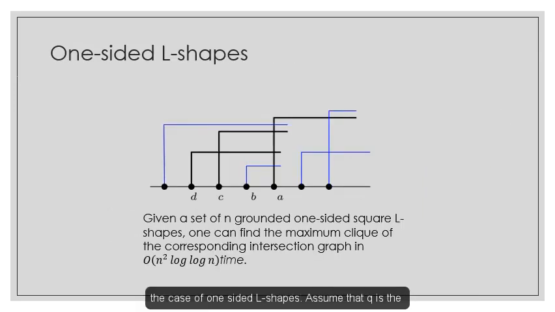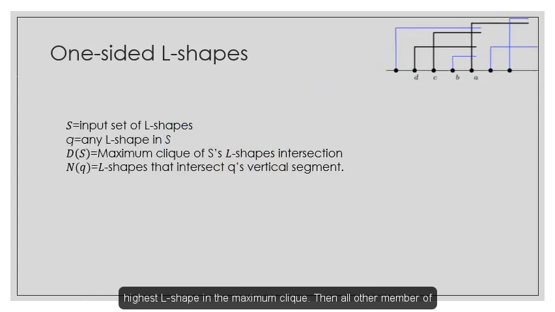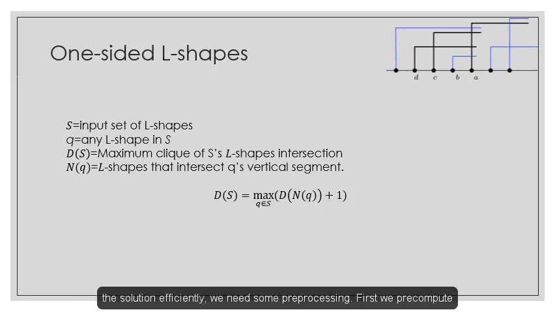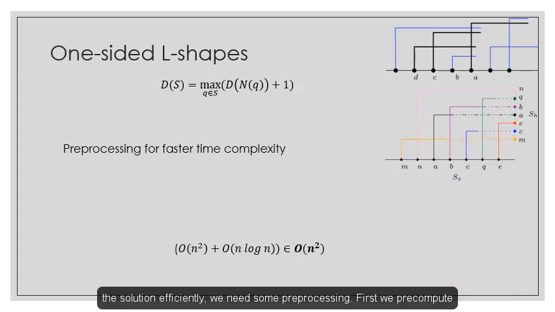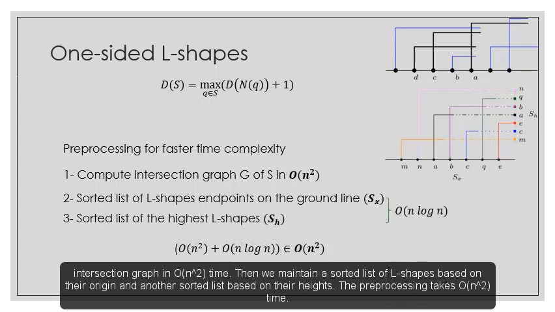We now consider the case for one-sided L-shapes. Assume that Q is the highest L-shape in the maximum clique. Then all other members of the clique should intersect the vertical section of Q. We can use this idea to derive a straightforward recurrence relation. However, to compute the solution efficiently, we need some preprocessing. First, we pre-compute the intersection graph in n squared time. Then we maintain a sorted list of L-shapes based on their origin and another sorted list based on their heights. The preprocessing takes order n squared time.